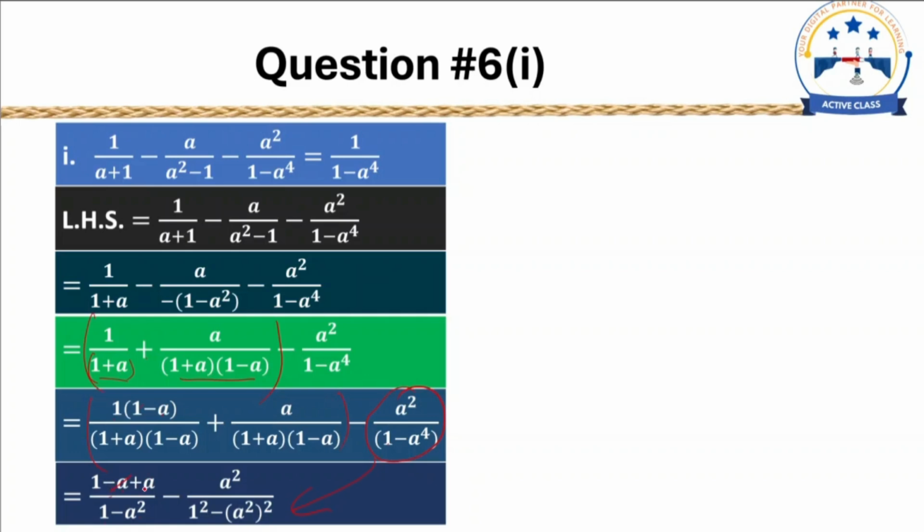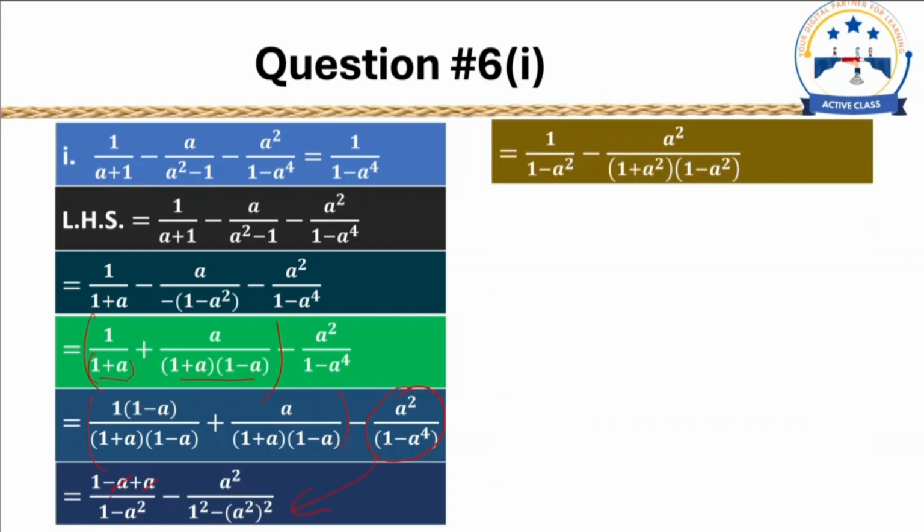Now, minus a and plus a becomes 0. So the first fraction contains only 1 by 1 minus a square. And the second fraction: 1 square minus a square whole square, which is a square minus b square. a plus b, here a means 1, plus b is a square. a minus b is 1 minus a square.